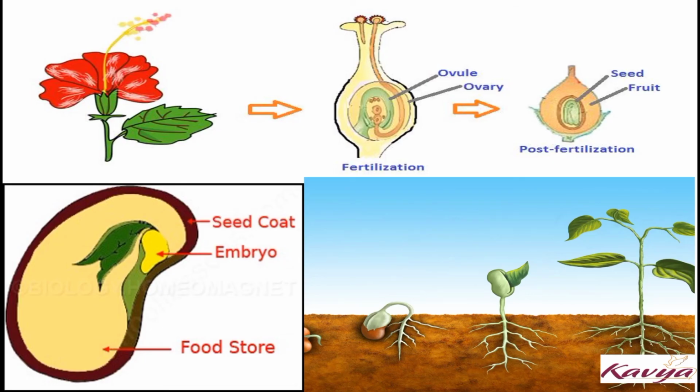So to sum up what we learned today, the flower is a reproductive organ of the plant. The stamen is a male reproductive part, and the carpel is a female reproductive part. Insects help in transferring pollen grains from the anther to the stigma, and after pollination the ovule in the ovary turns into a seed with the help of the embryo, which grows into a new plant under the right conditions.